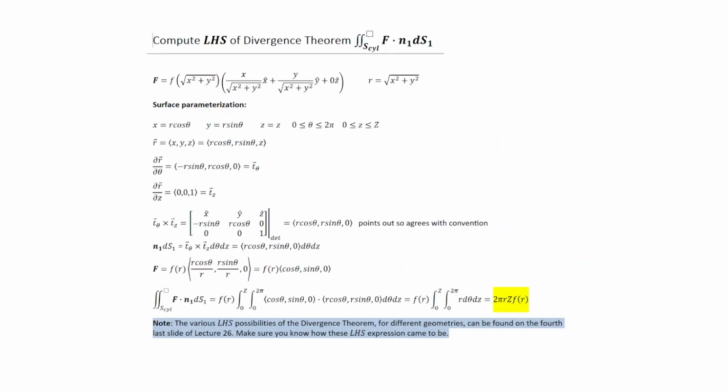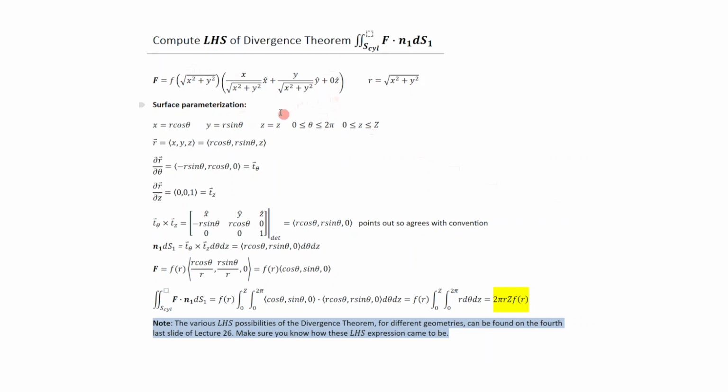All right, so now let's basically compute the left-hand side. We know that the field has radial symmetry, so we can write F out in this form. F is some function of r, times a unit vector which represents the r hat direction. There's no z component because in cylindrical coordinates r is parallel to the xy plane.